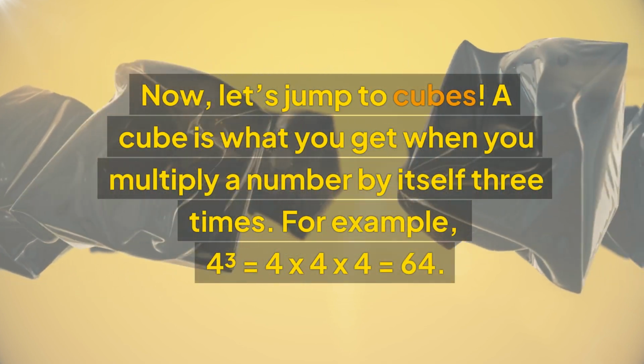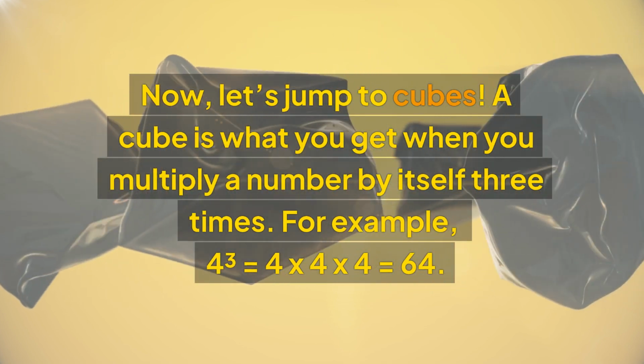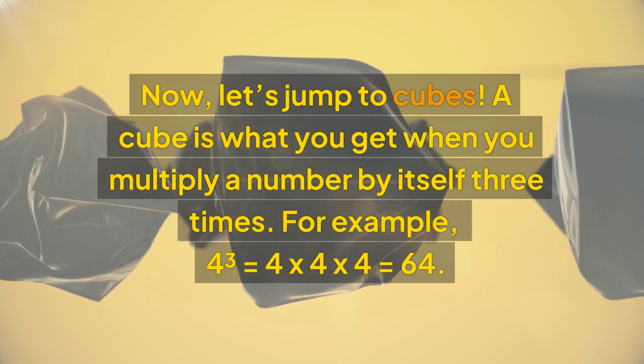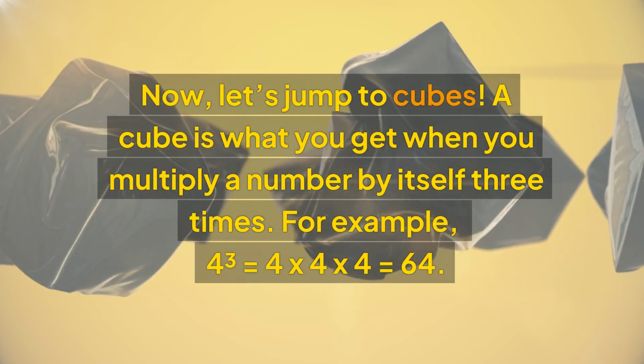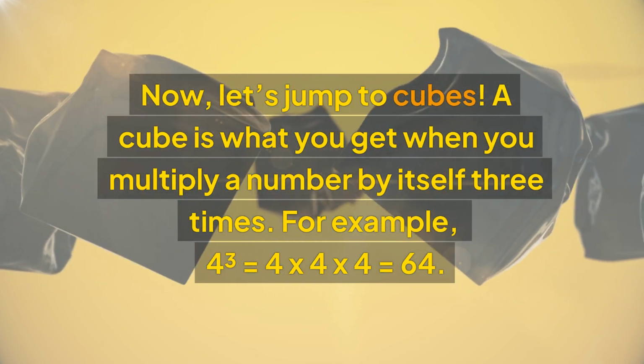Now, let's jump to cubes. A cube is what you get when you multiply a number by itself 3 times. For example, 4 to the power of 3 equals 4 into 4 into 4 equals 64.